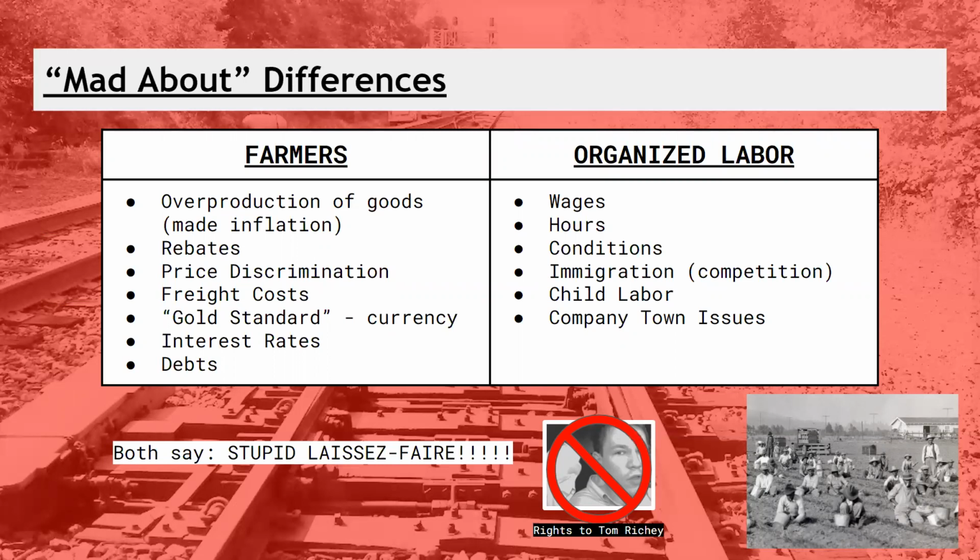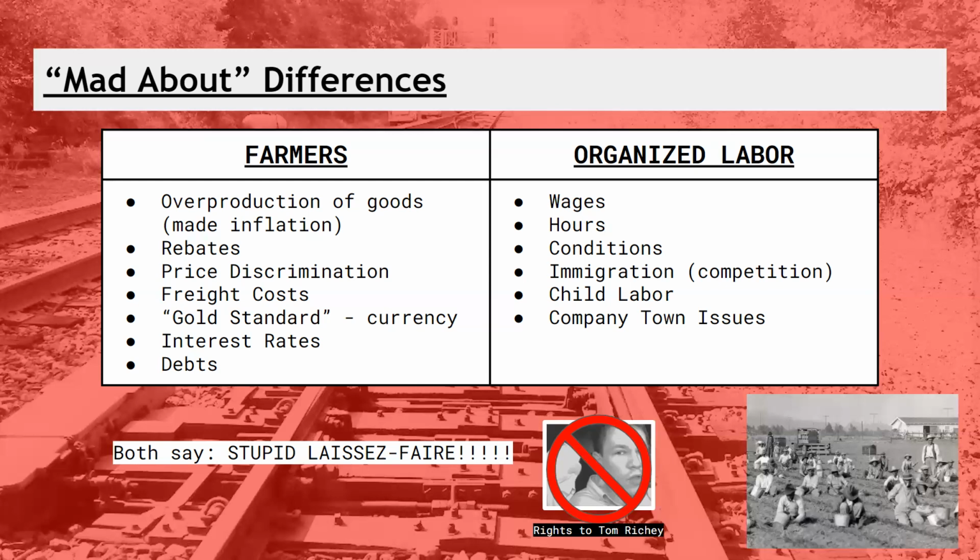Farmers did not like overproduction of goods because that means inflation. So, great, the money's not worth anything, kind of like with the greenbacks. And gold standard currency, well, that's later on in this list. There were rebates and price discrimination. That's basically like, whoever's the best buyer will get a cheaper price. That gives the industrialists more profit, but it makes the farmers mad because they can't even be the best buyers, because they don't have a lot of money.